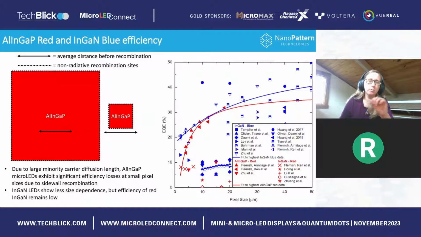But for the red aluminum indium gallium phosphide material, this is particularly severe, and that's because it has what's usually considered a good property, a large minority carrier diffusion length. But in this case, it's a challenge for that material. Some people have tried making red directly out of indium gallium nitride, and in fact, that does not show the strong size dependence. But unfortunately, that material is comparatively inefficient, as you can see with the X's and stars at the bottom of the graph on the right.